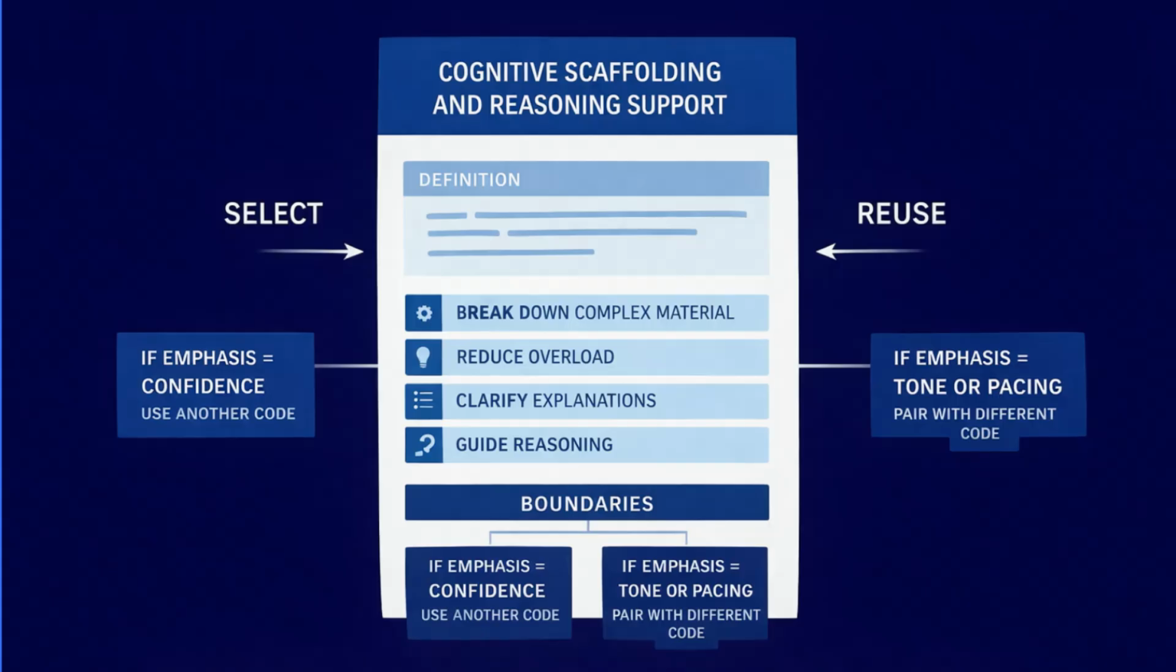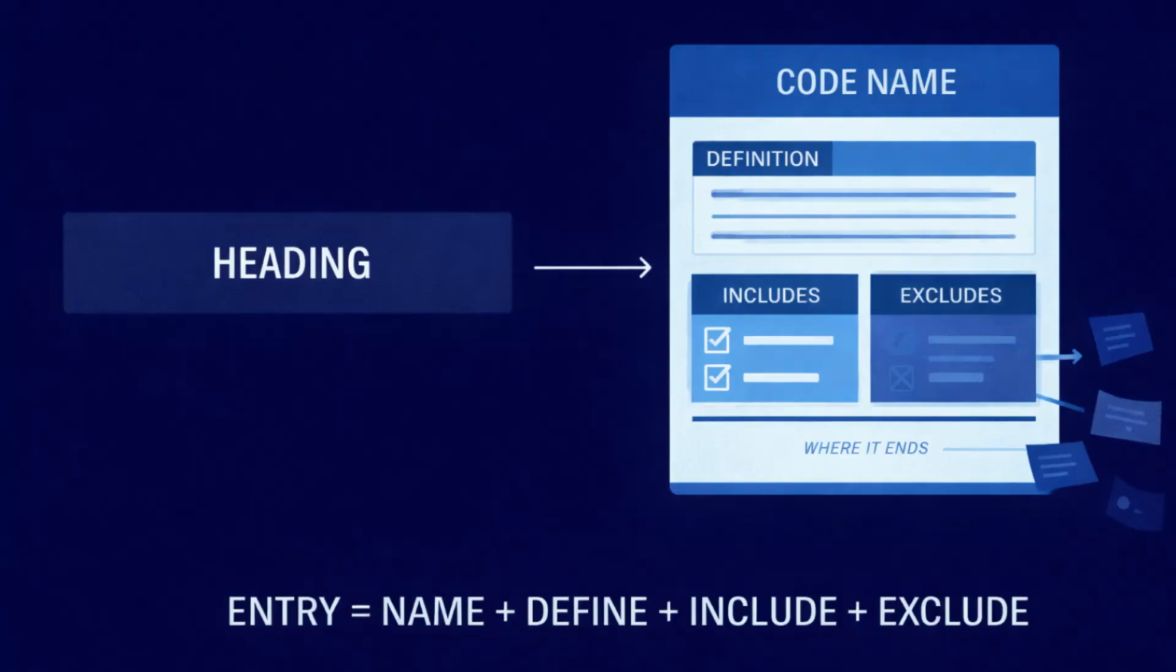After that come boundary notes that show where the code stops. If the emphasis is really on confidence, the segment belongs somewhere else. If the emphasis is really on helpful features such as tone or pacing, the segment may need to be paired with a different code. That is what makes the entry function as a codebook entry rather than as a heading. It names the code, defines the code, identifies the kinds of data that belong there, and clarifies what should not be absorbed into it.